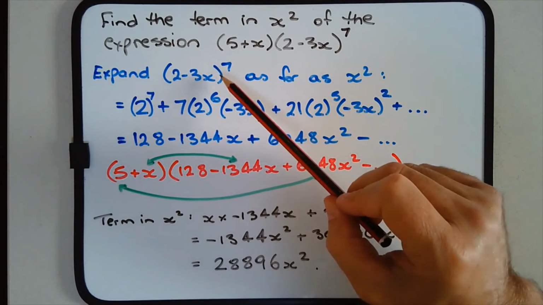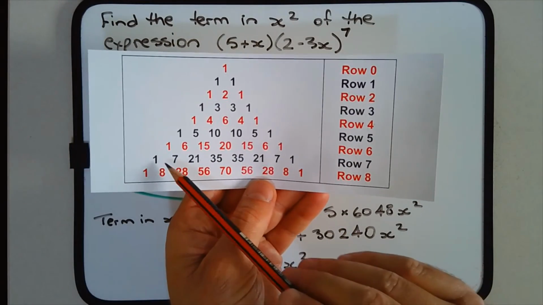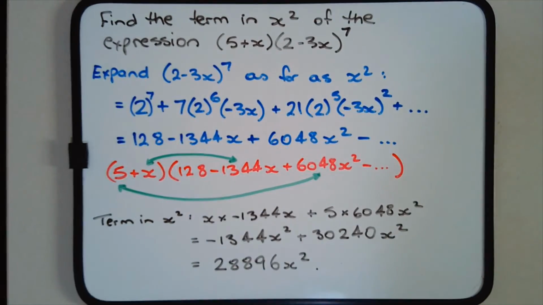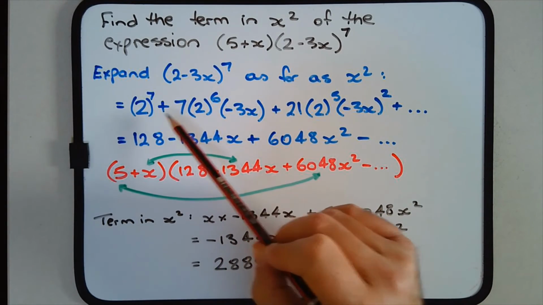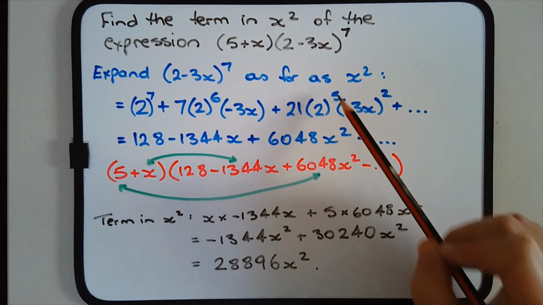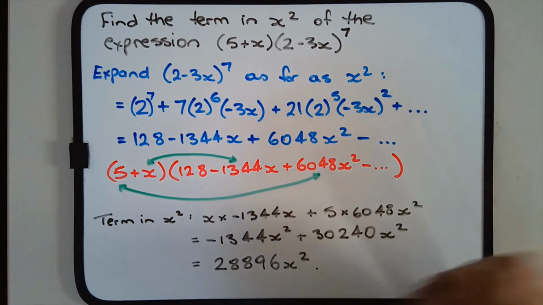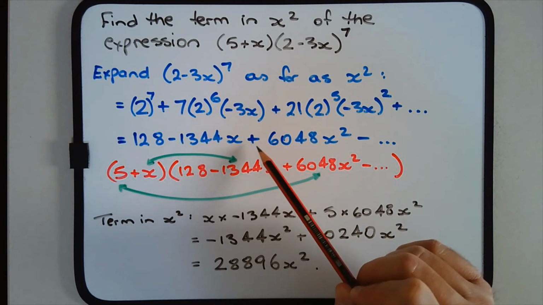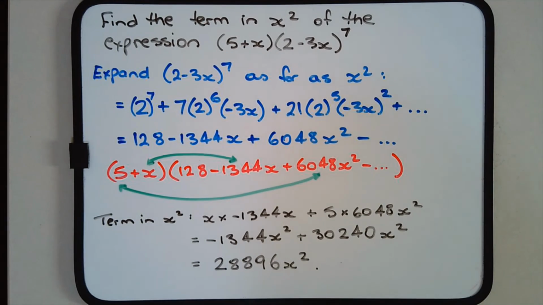So expanding (2 - 3x)^7 as far as x squared, we'll need row 7 from Pascal's triangle. So we'll need the first three terms here, so 1, 7, and 21. So expanding that as far as x squared, we have 2^7 plus 7 times 2^6 times negative 3x plus 21 times 2^5 times (negative 3x)^2 plus dot dot dot. Again, no need to go any further than that. And that equals 128 minus 1,344x plus 6,048x^2 minus dot dot dot.